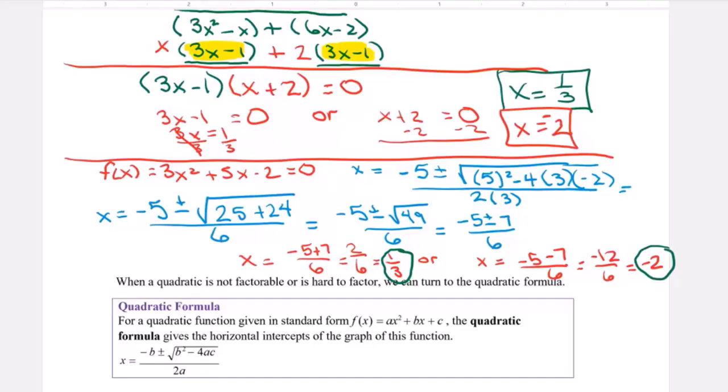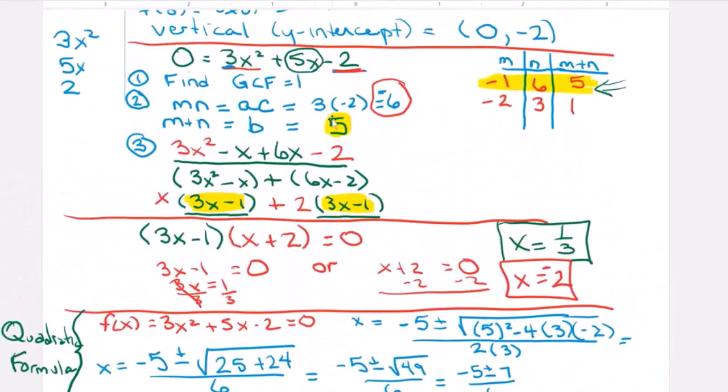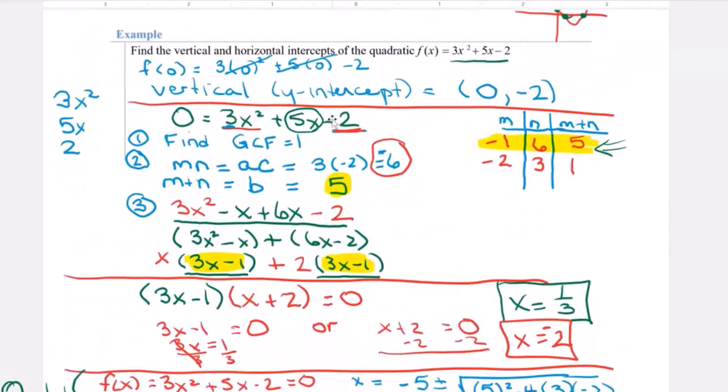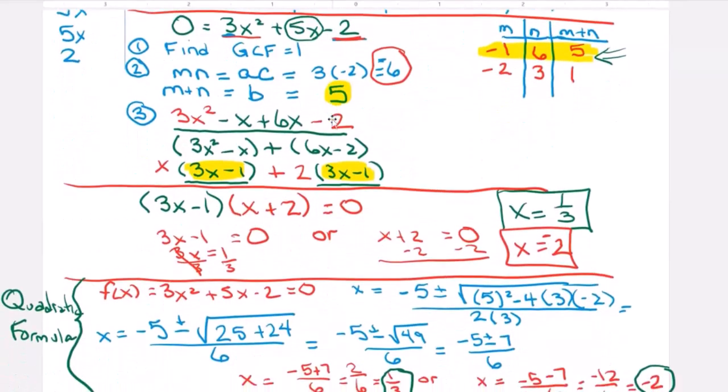So I've done it now using both factoring and the quadratic formula, and you will get the same answer. Okay? So when a quadratic is not factorable or hard to factor, we can use the quadratic formula, which I just showed you how to use. And this was a little more difficult of a factor. If you know how to factor this, feel free.